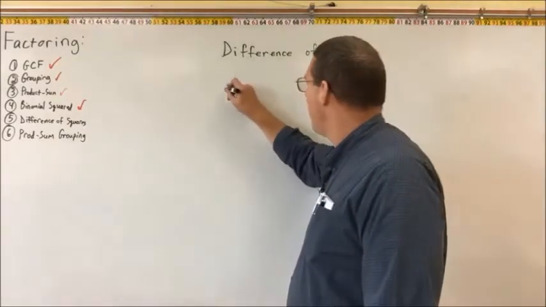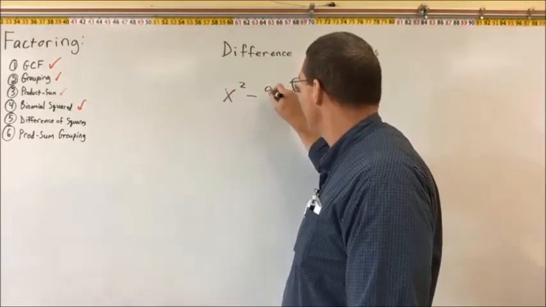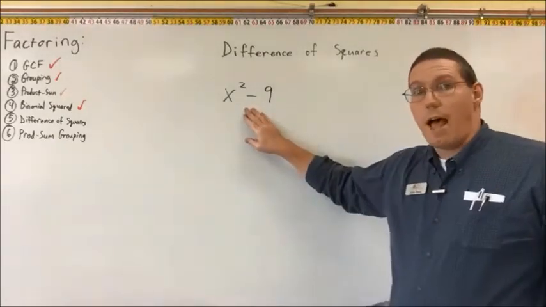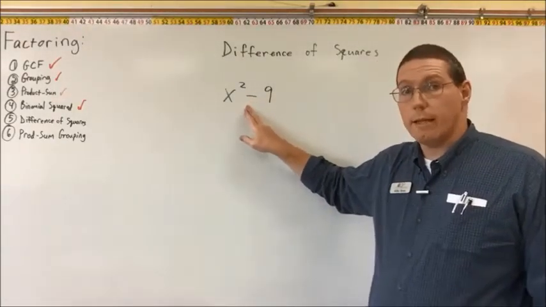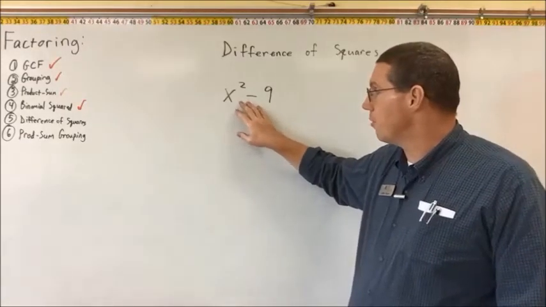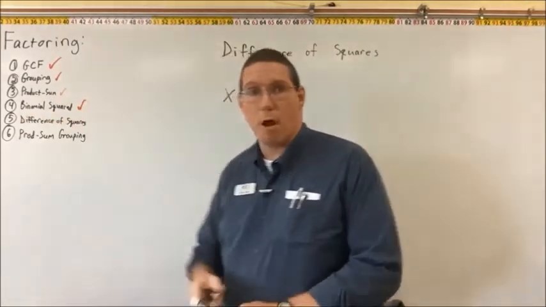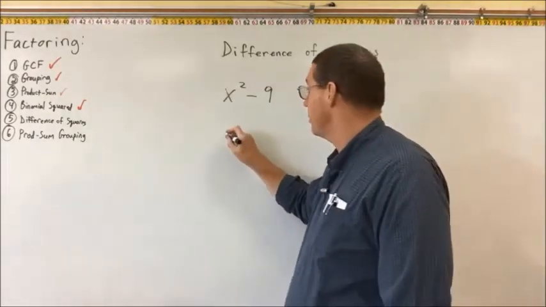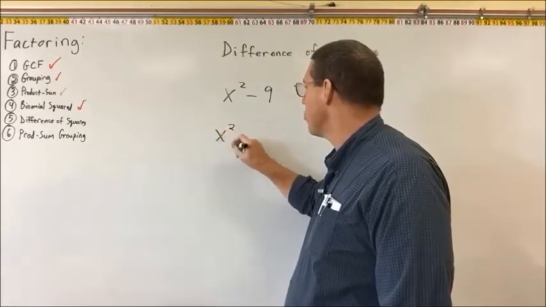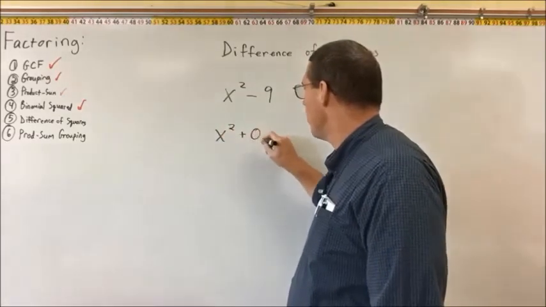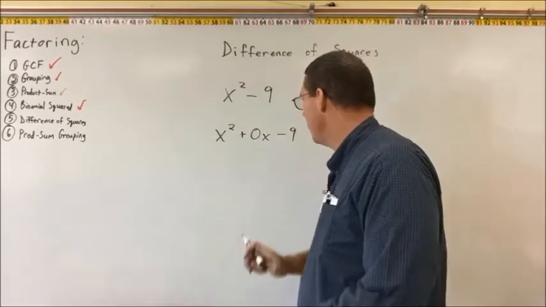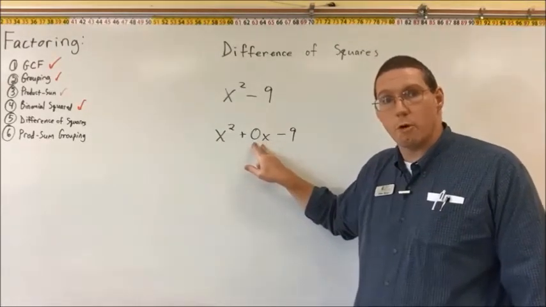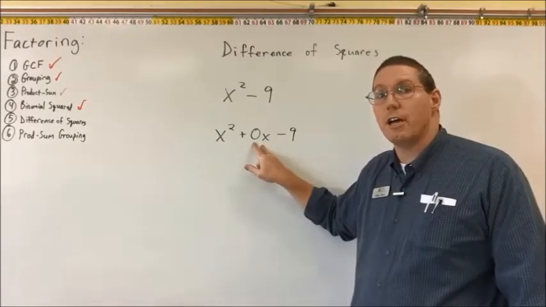So here's a difference of squares. Let's say that we have x squared minus 9. Now, here's what I want you to notice. This does not have a middle term, right? So you think you're not going to factor this the way that you factor product sum. But let me show you how it actually is like those other factoring situations. We could write this as x squared plus 0x minus 9. See, it is the same. It's just that the middle term that we normally see has a coefficient of 0.